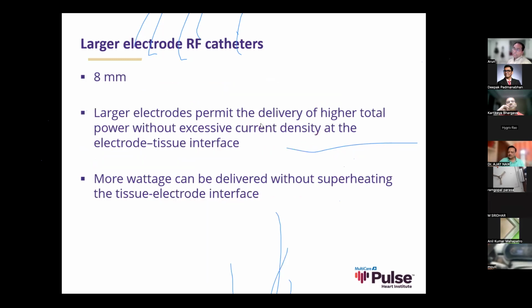So the larger electrodes allow you to deliver higher power without excessive current density at the electrode tissue interface. That way you create a bigger lesion by delivering more wattage. But if you deliver exactly the same wattage, you are not actually creating a bigger lesion.